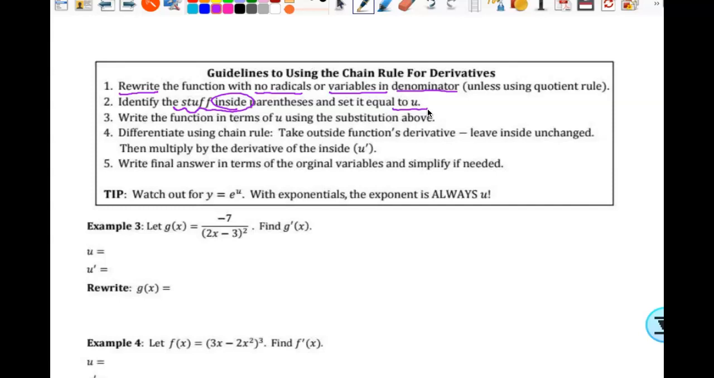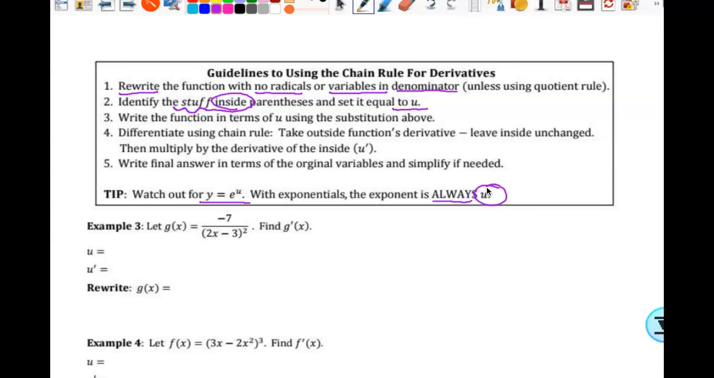Watch out for y equals e to the u power. With exponentials, the exponent is always u. What's the derivative of e to the u? E to the u. It's easy. And that one gets a little weird because it's easy, right? But the derivative of e to the x is e to the x. The second derivative is e to the x. Because it's easy, it gets weird sometimes, but that's how it works, okay?